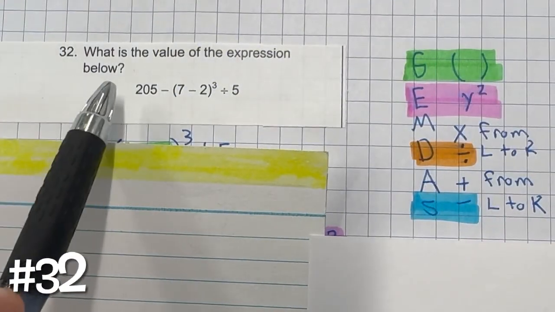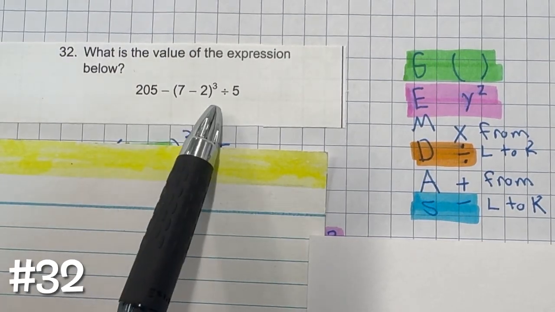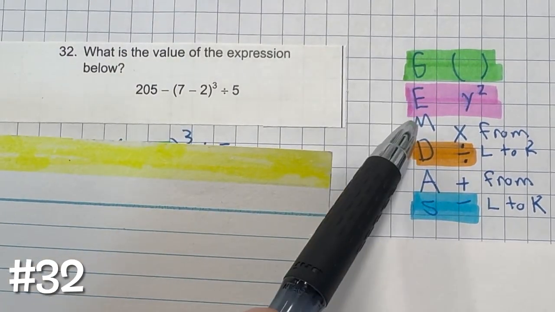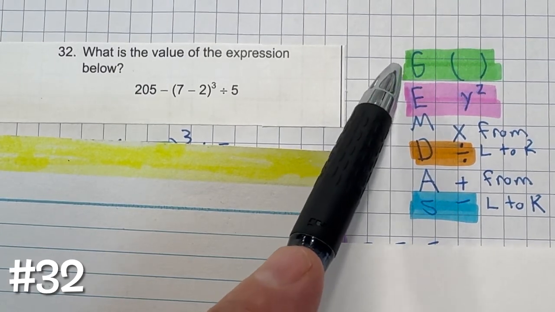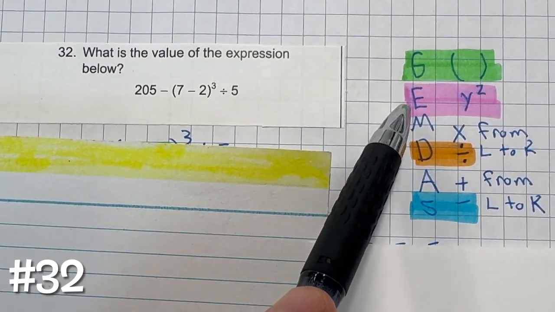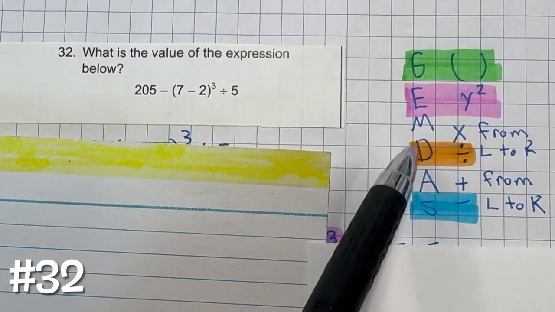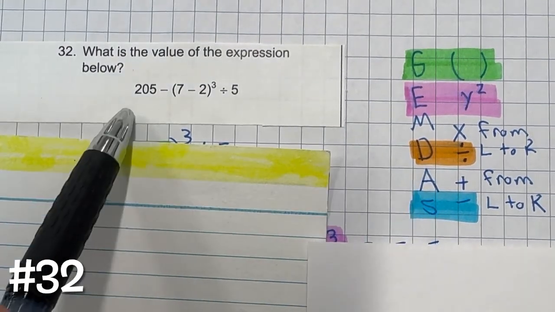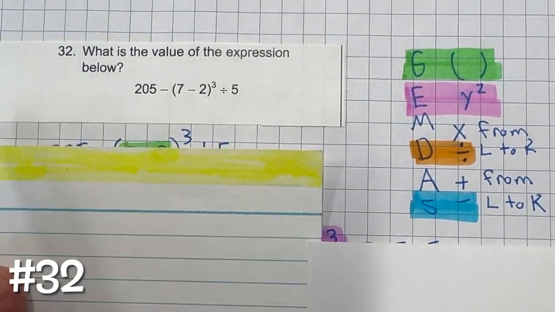Number 32, what is the value of the expression below? So we need to simplify this expression, but we need to follow the order of operations, GEMDAS. Grouping symbols, exponents, multiplication and division from left to right. So multiplication and division, whichever one comes first on the left to the right. And then same with addition and subtraction from left to right, whichever one comes first.